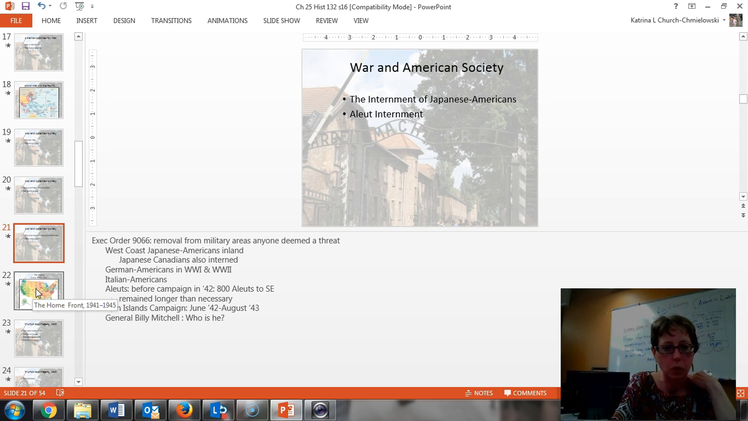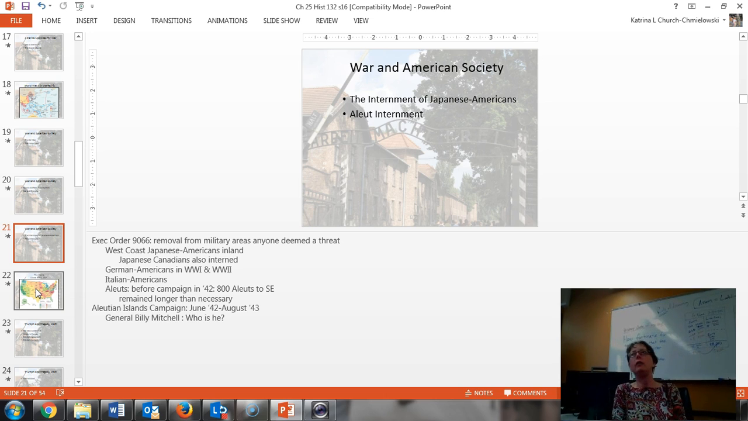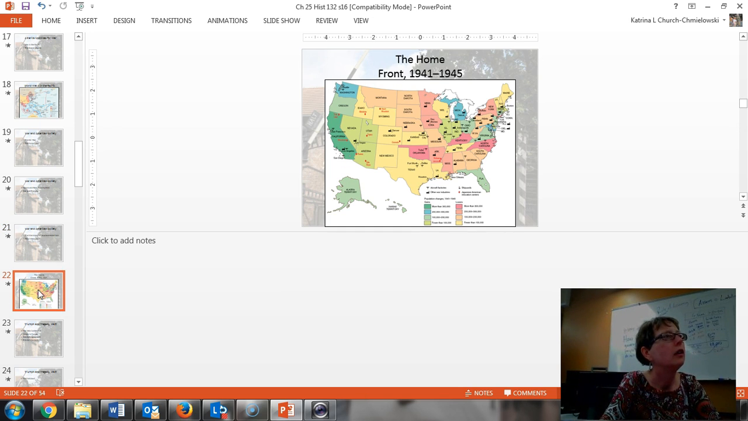800 Aleuts were sent to southeast. They were moved back after the war, but they probably could have moved back sooner. And so, you know, all of these internments created some discrimination and created issues that survive even today, you hear about even today. Okay? So the home front, you can see where some of these factories were built up and how much more people had moved, especially out west.